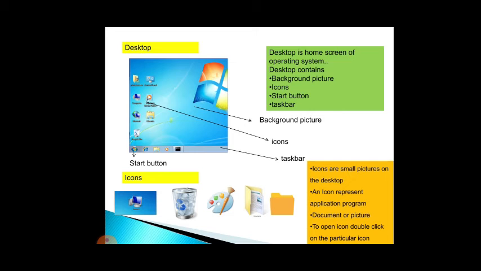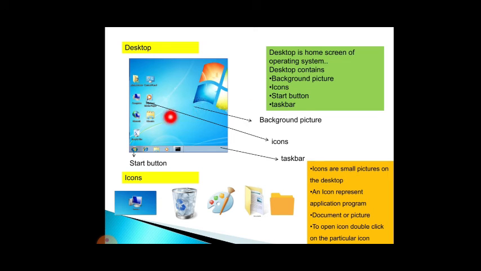Now let us see what a desktop is. Can you see the image, children, in this figure of the desktop? There is a start button over here. There are some icons, this is the taskbar and this is the background picture. If you have a computer, please go and see the desktop screen, children. It has a taskbar, it has a background and these small pictures are nothing but the icons. So desktop is the home screen of the operating system.